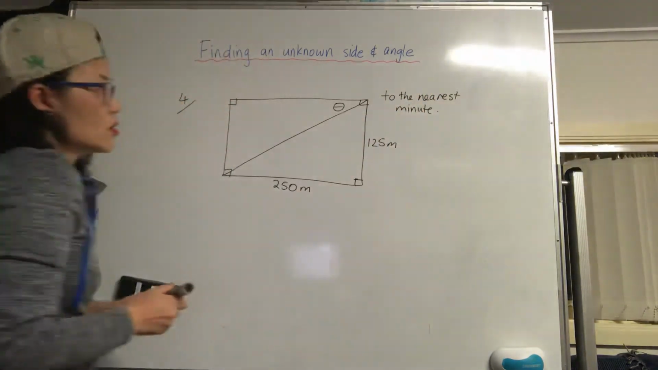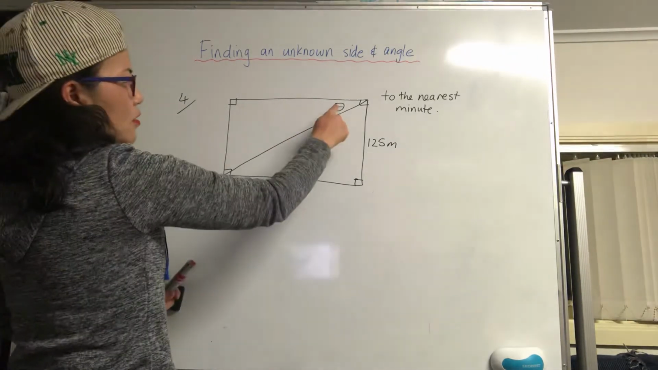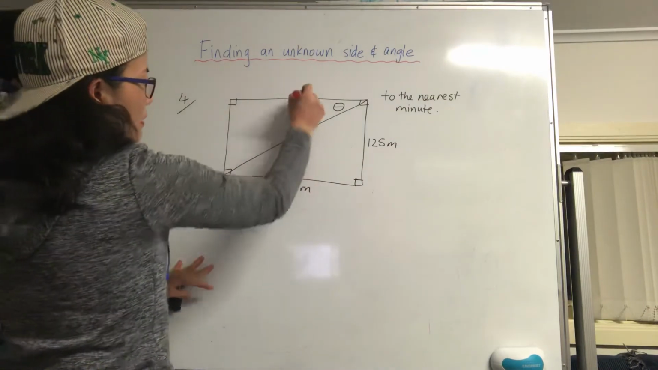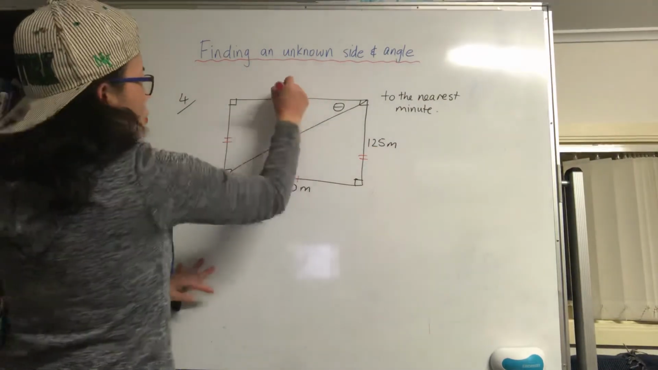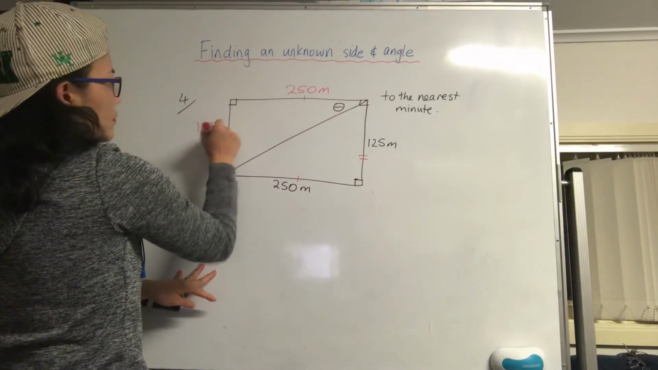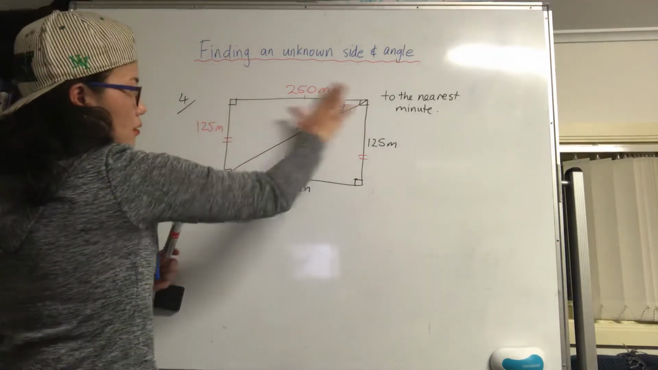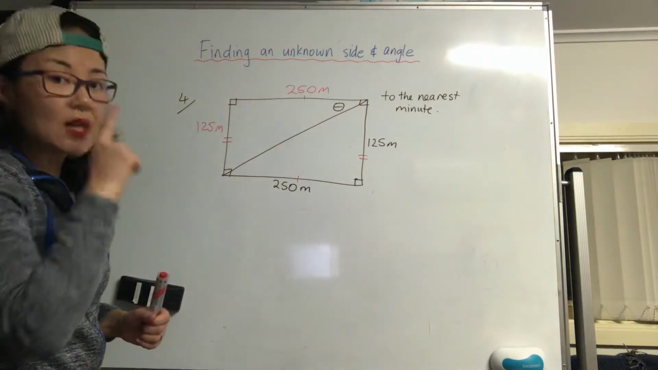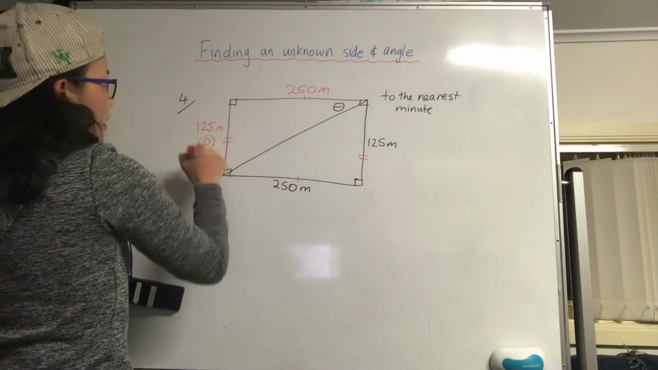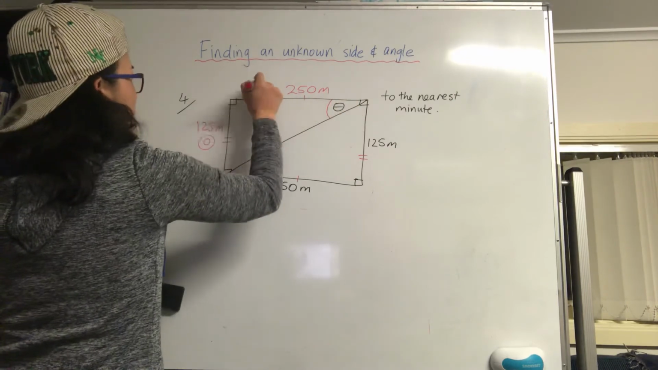Okay, so how are we going to find it? First thing we need to think about: the angle is on top here, in this right angle triangle. So I'm going to move this one. They're the same, aren't they? So 250 is here and 125 is here. I'm looking at this triangle, and the first thing you have to do is labeling. Opposite to the angle is the opposite, and the side between the two angles is the adjacent.